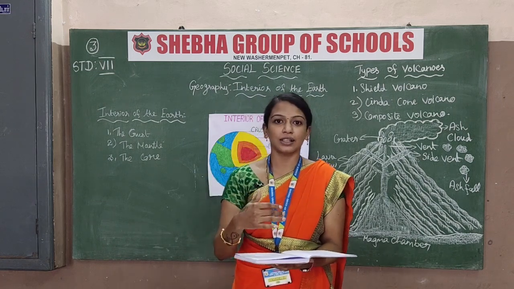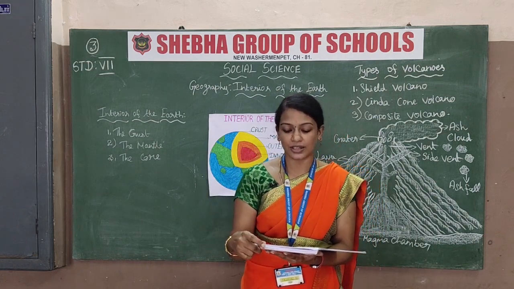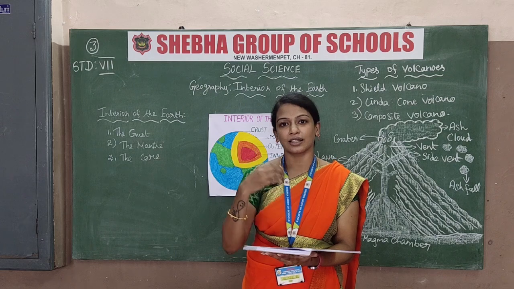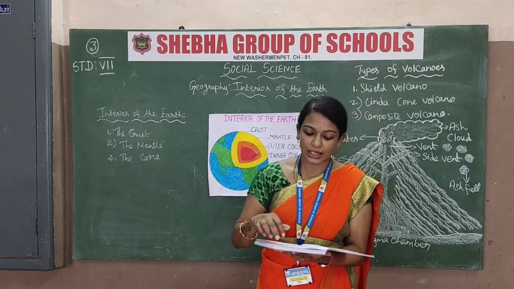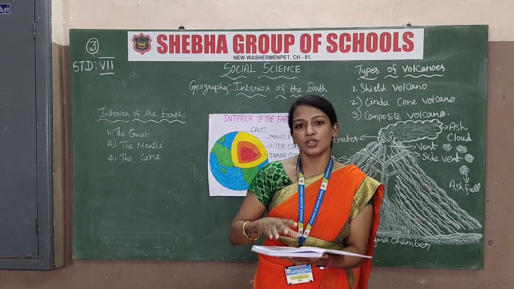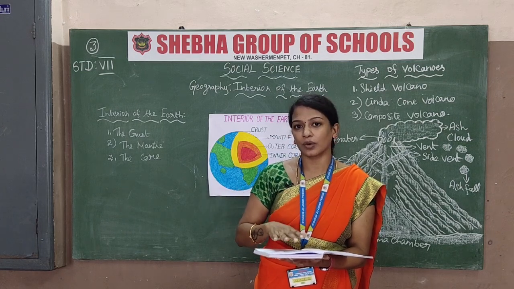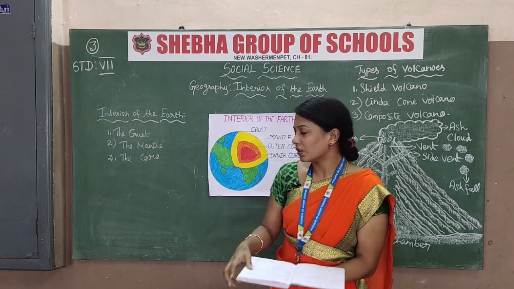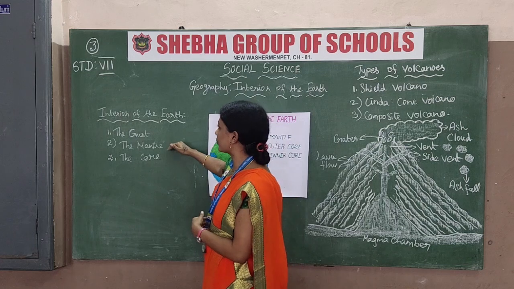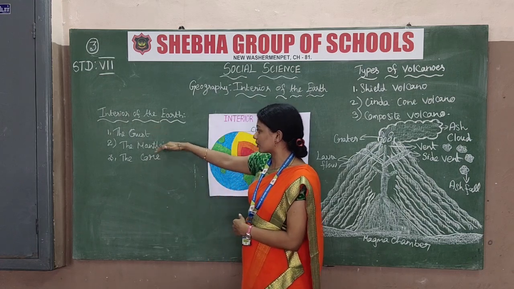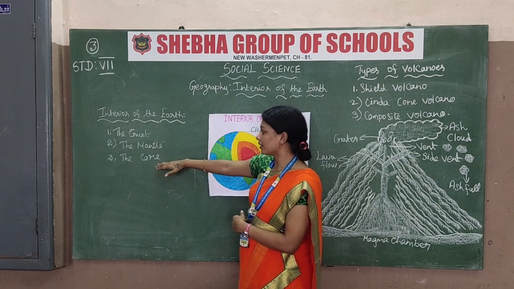Actually, we are saying our earth is a dynamic planet. The earth surface contains a lot of mountains, high plateaus, large plains and deep valleys, etc. So many things, mountains are there, plains are there, everything is there in our earth. Our earth consists of three divisions. The interior of the earth is the crust, the mantle and the core. What is that? The crust, the mantle and the core.